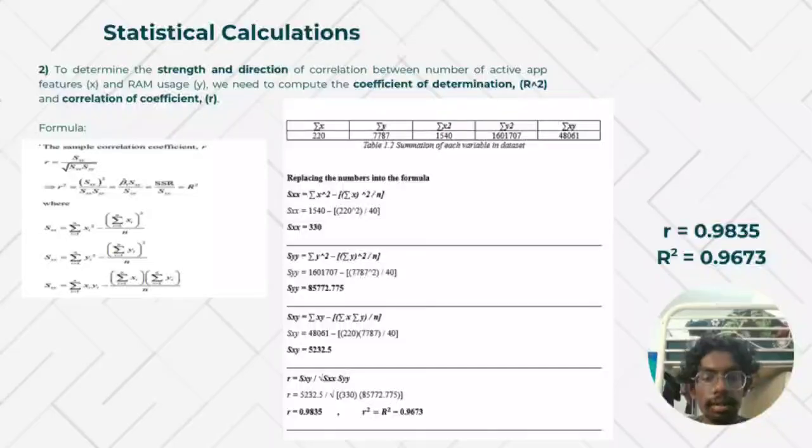As we can see, the formula to determine the value of the correlation coefficient is given. All we have to do is replace the numbers that we got previously into the formulas. So after completing all three formulas, we get our value of R equals 0.9835. Then we have to square the answer that we get. So upon squaring R, we get 0.9673.